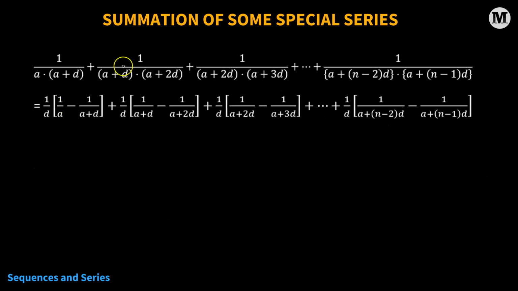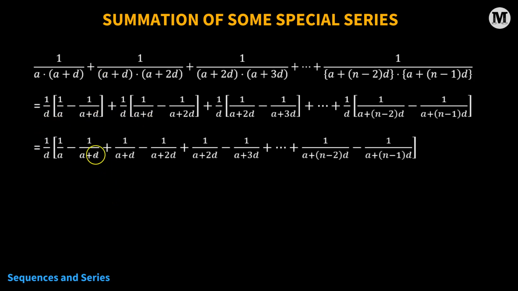So here we replace each of the terms. Now we're going to take 1 over d as the common factor from each of the terms. Here we will observe that negative 1 over a plus d and positive 1 over a plus d get cancelled off. Next we have negative 1 over a plus 2d and positive 1 over a plus 2d cancelling out. So all the terms will get cancelled except for the first term, which is 1 over a, and the last term, that is negative 1 over a plus n minus 1 times d.